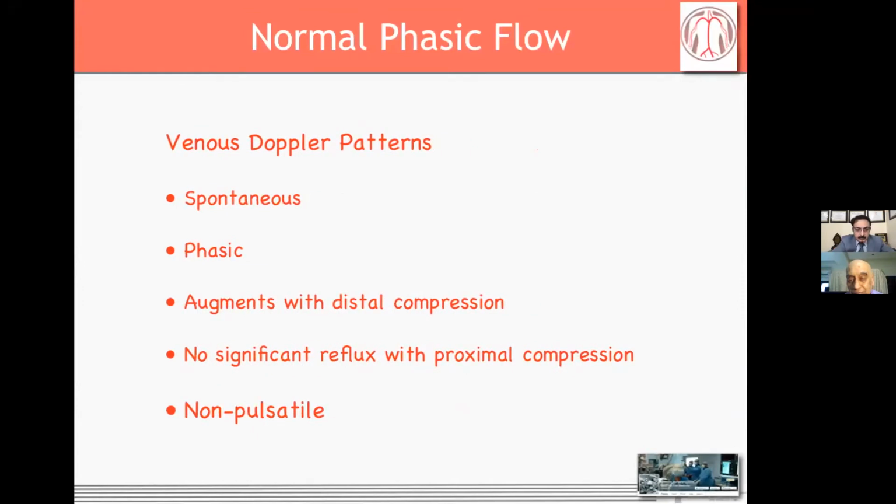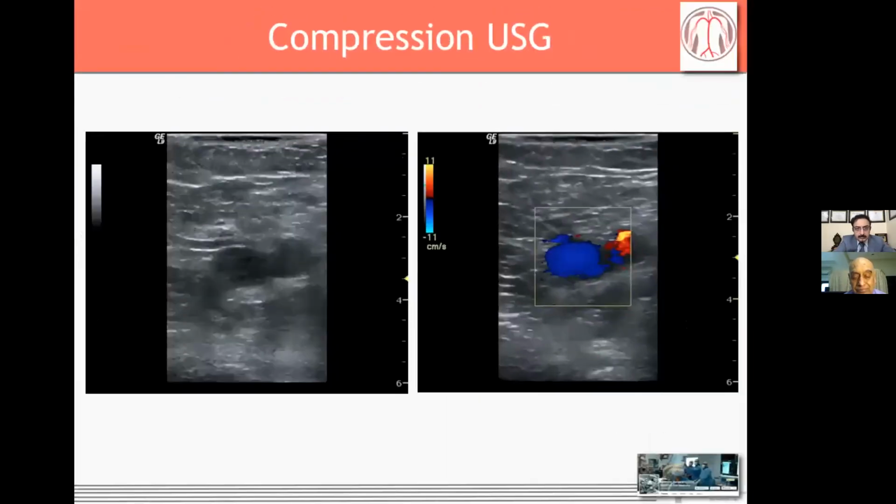And then you look for the venous Doppler patterns. There's spontaneity, phasicity, it augments with the distal compression. If the pipeline is open, there is no external compression, there is no internal obstruction or a thrombus, no significant reflux with proximal compression, and they are non-pulsatile. They are not an arterial flow. So if it becomes pulsatile, then you will think about the valvular problem in the heart, or there could be an AV fistula or an AVM. So usually they are non-pulsatile.